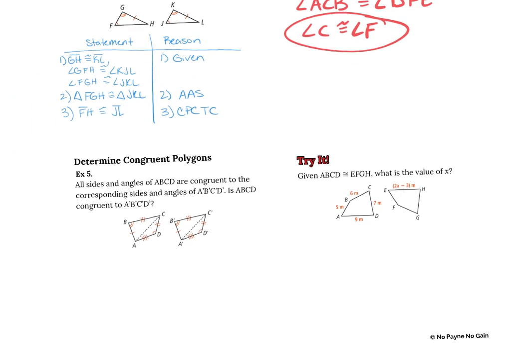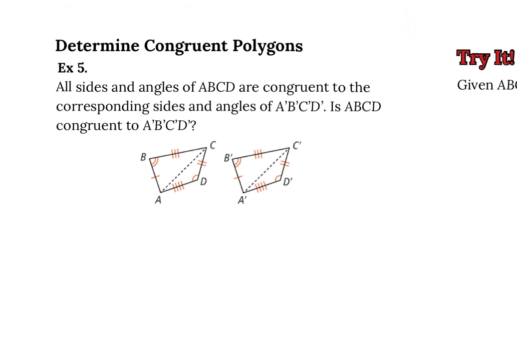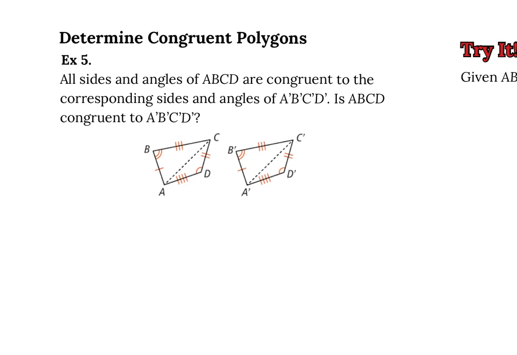Example 5. All sides and angles of ABCD are congruent to the corresponding sides and angles of A prime, B prime, C prime, D prime. Is ABCD congruent to the new image? Okay, so triangle ABC would be congruent to triangle A prime, B prime, C prime, and that would be through side, angle, side.